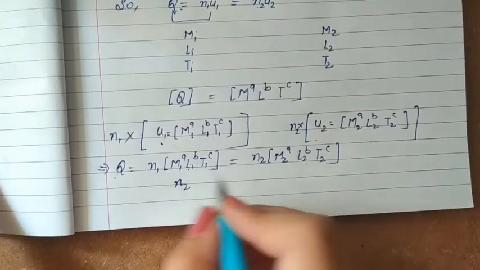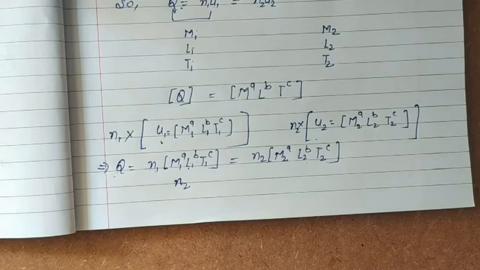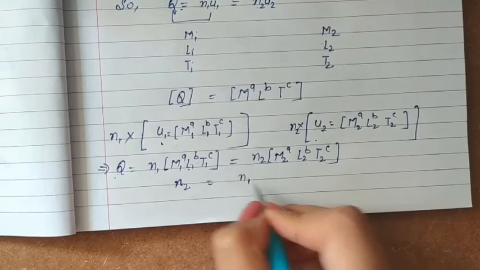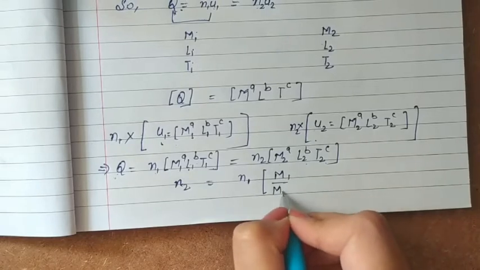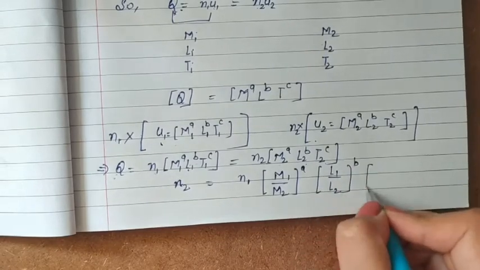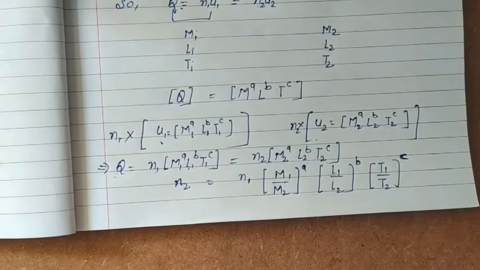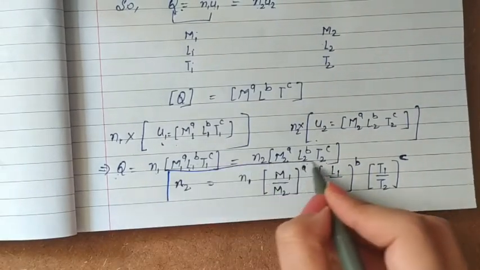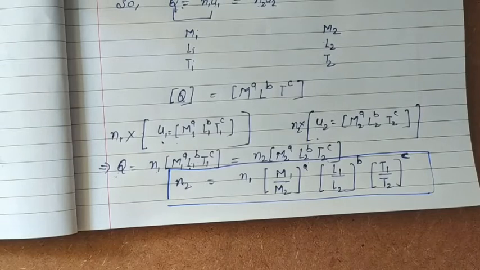If we want to convert N1 into N2, suppose N1 was known and was in the first system, whose value we know already. N2 we have to find. We can find N2 as N1 into M1 upon M2 to the power A, L1 upon L2 to the power B, T1 upon T2 to the power C. So this is the main technique that we are going to use to convert a physical quantity from one unit to another using dimensional analysis. Let's see how we can apply this in an example.